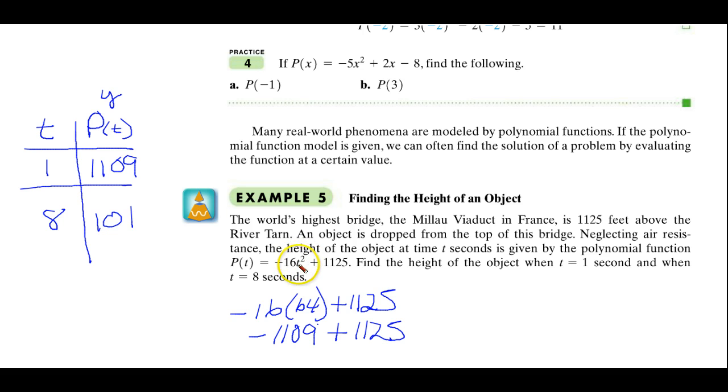And if I put an 8 for t squared, that gives me 64 times a negative 16 is this. And if I subtract this from that, I get 101. So again, here is a bridge over something that's very high up in the air, and we drop something. After 1 second, it'll be this height from the ground, and after 8 seconds it's going to be way down there. So it only has 101 feet to reach the ground.